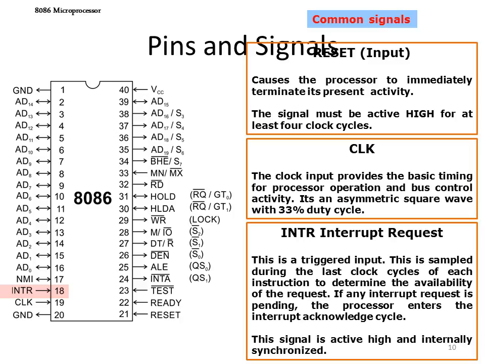INTR is an interrupt request. This is the level triggered input which is sampled at the last clock cycles of each instruction to determine the availability of request. The signal is active high and internally synchronized. NMI is the non-maskable interrupt and VCC is a supply pin which requires power.